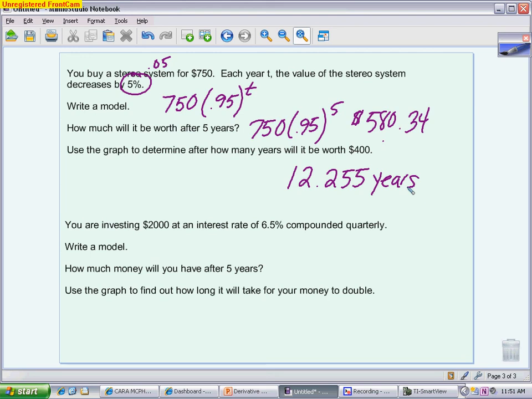We have one problem left, and that is dealing with our compound interest formula. Let me write down the compound interest formula for you to remind you how it worked.